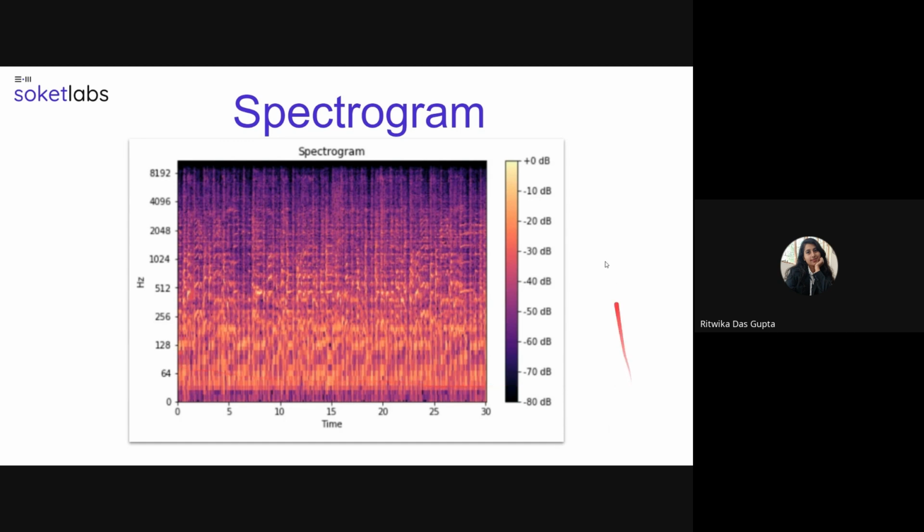So the spectrogram will look something like this. This is the frequency on the y-axis and the time on the x-axis. And then we have various colors, based on the level of pitch, in this color encoding.